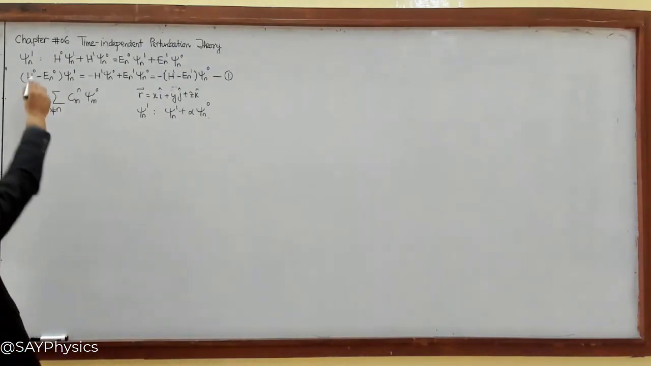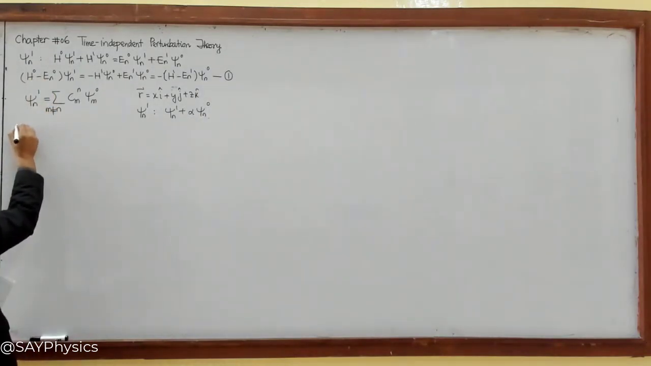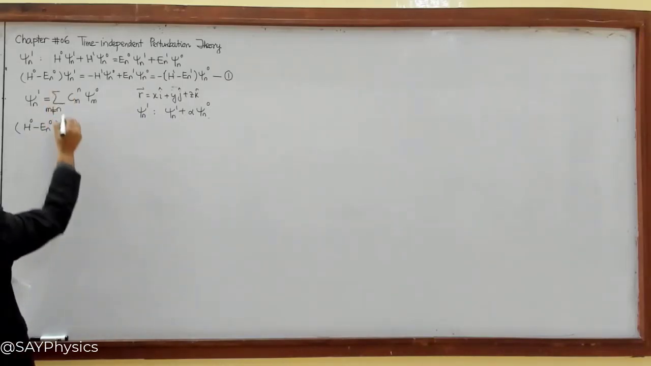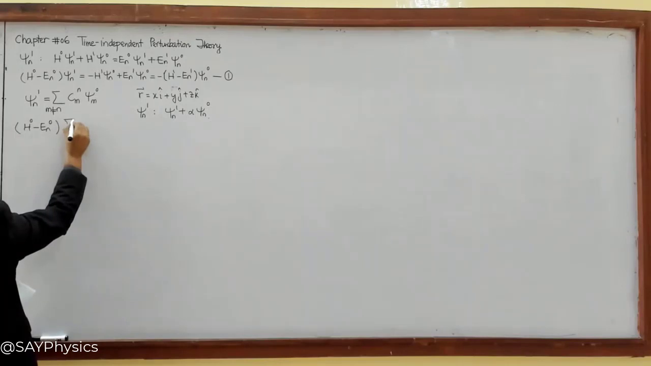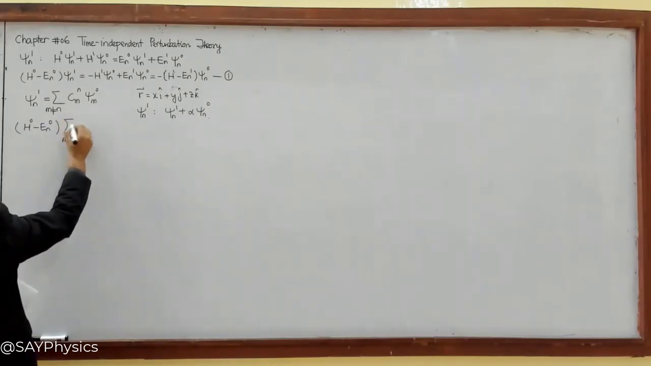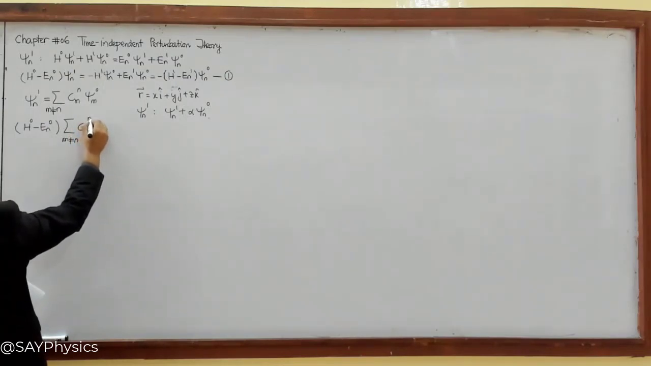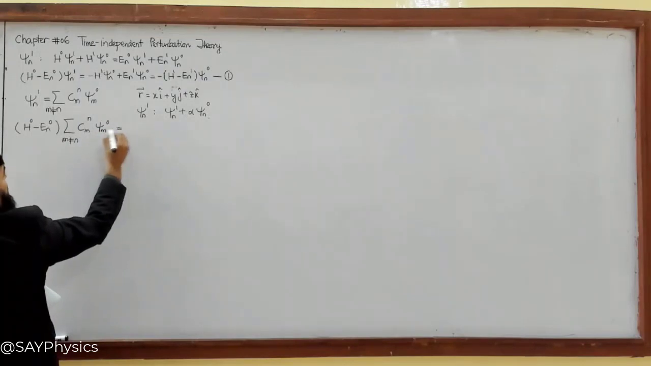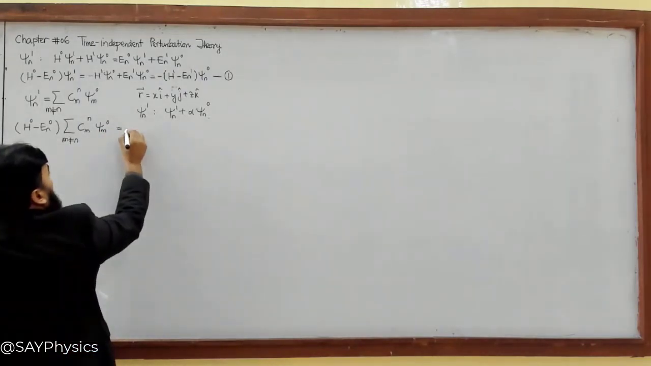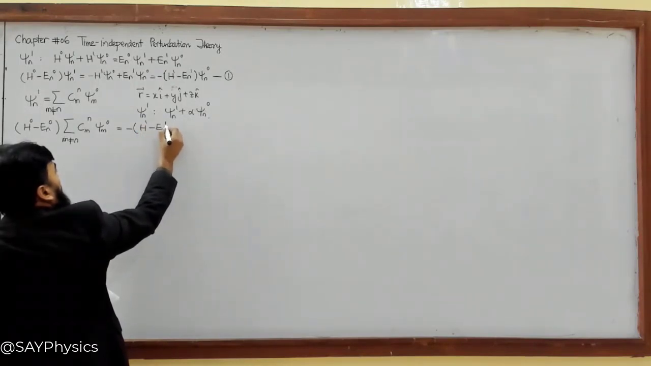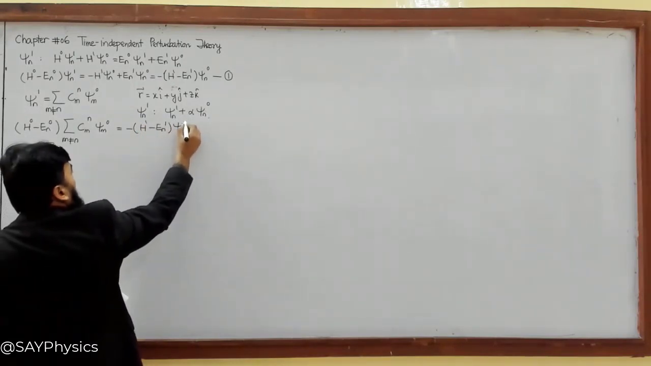So I can now go back to the equation, (H0 minus En0) on psi n1. For psi n1 I can write the summation on m, where the m equal to n value is not counted, of Cmn psi m0, which is equal to minus (H prime minus En1) psi n0.